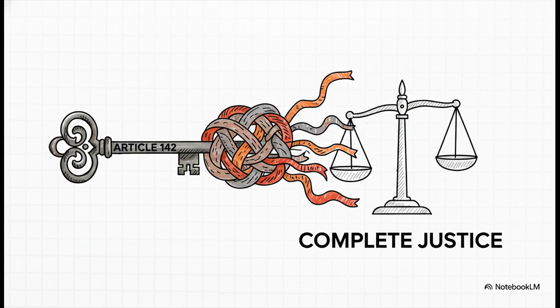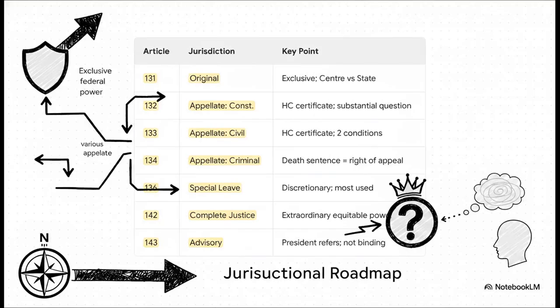It gives the court this incredible, inherent power to do what it calls complete justice. You can think of it as a fairness power. It's there to make sure that strict rules or some procedural mistake doesn't get in the way of a just and fair outcome. And here it is, your jurisdictional roadmap, all in one place.